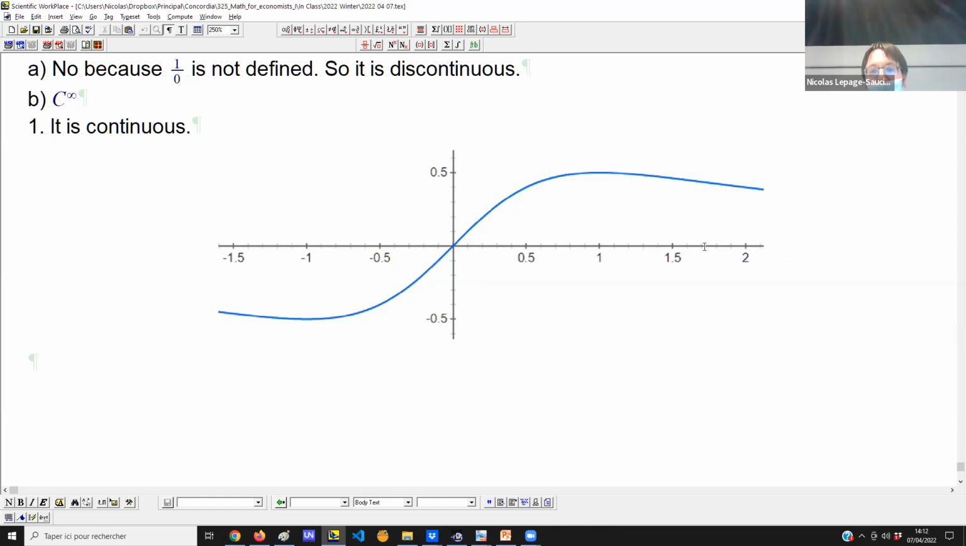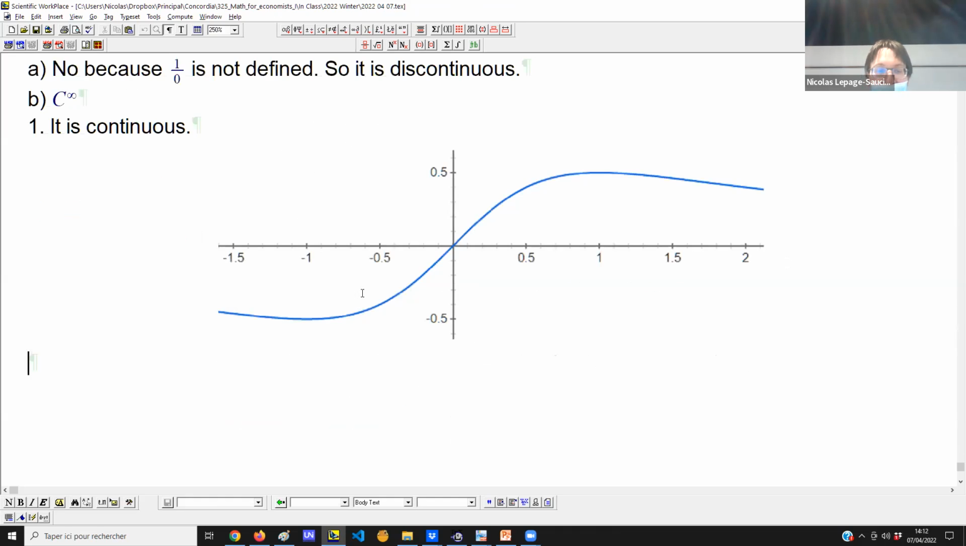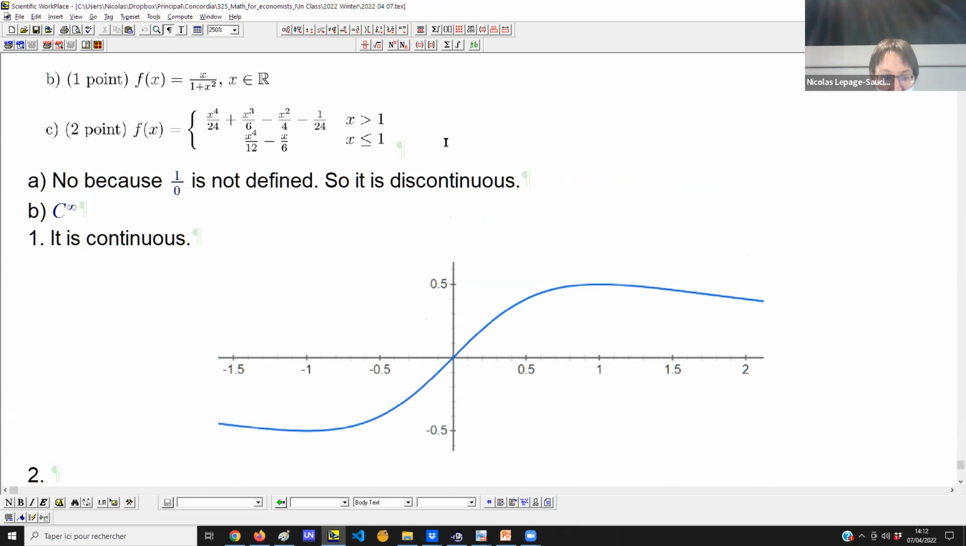So now let's compute a few derivatives. The more derivatives I can compute which are also continuous, it means higher C something, so the level of smoothness. So let's go ahead and compute F prime.